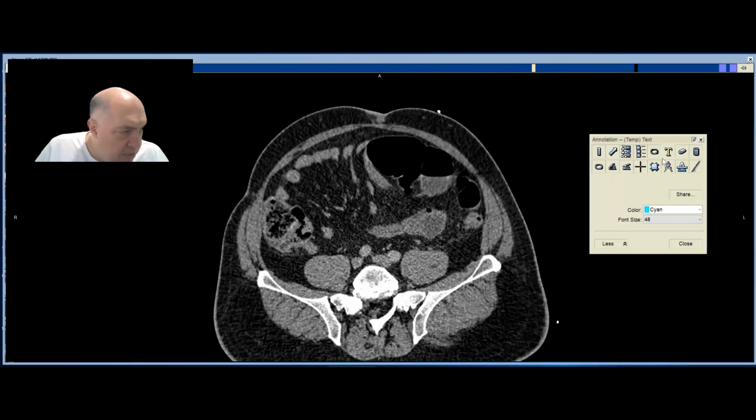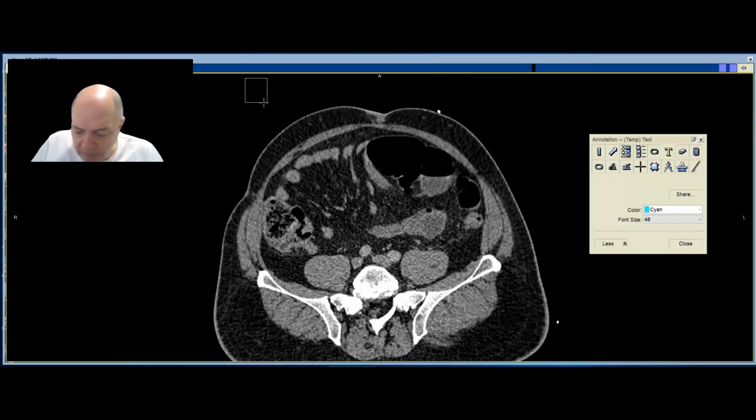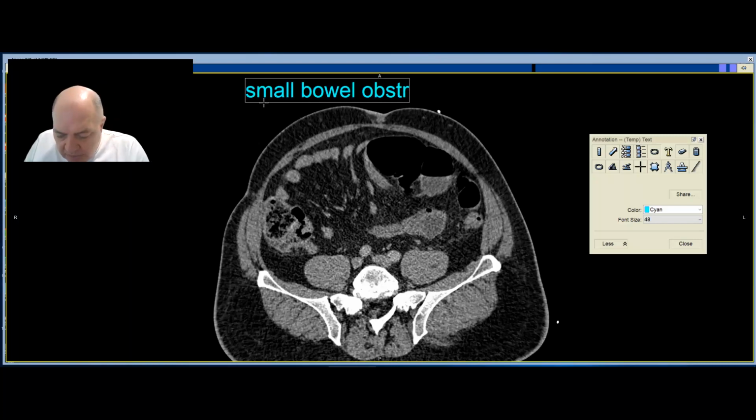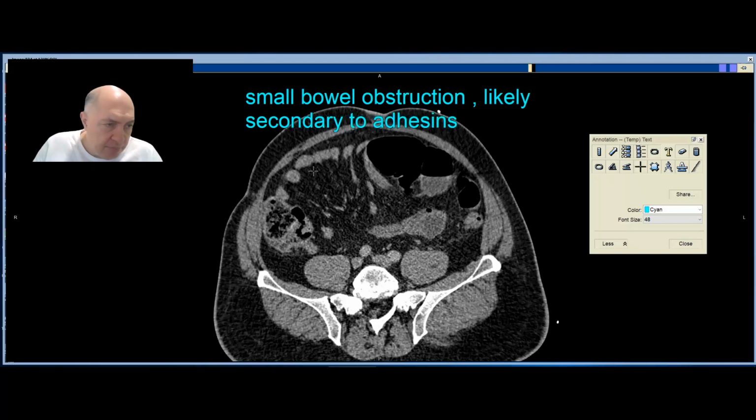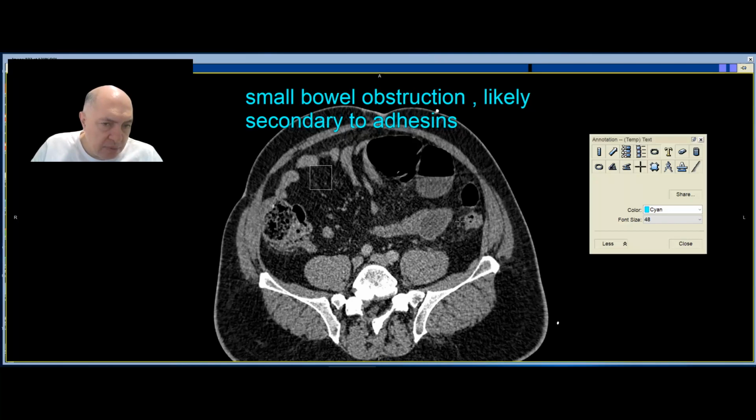So the final diagnosis is small bowel obstruction, likely secondary to adhesions. That's the diagnosis.